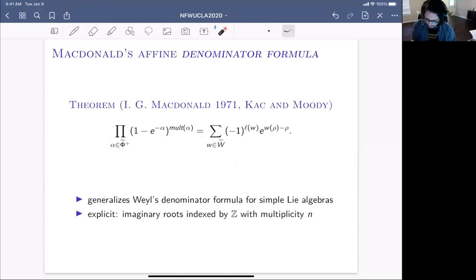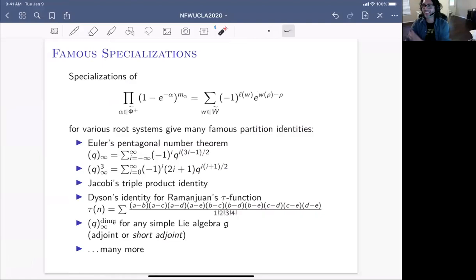Good. And this denominator formula leads to all sorts of amazing specializations, okay? If you like partition identities, and I know Igor does, then you get all sorts of beautiful ones. So you get the pentagonal number theorem. This is some sort of q notation, but you know the pentagonal number theorem, so that's fine. You get this formula, of course, you know this one. You get the triple product identity. I think that comes from just the affine A1. And then you get a bunch of other ones too that were known, sort of these strange specimens.